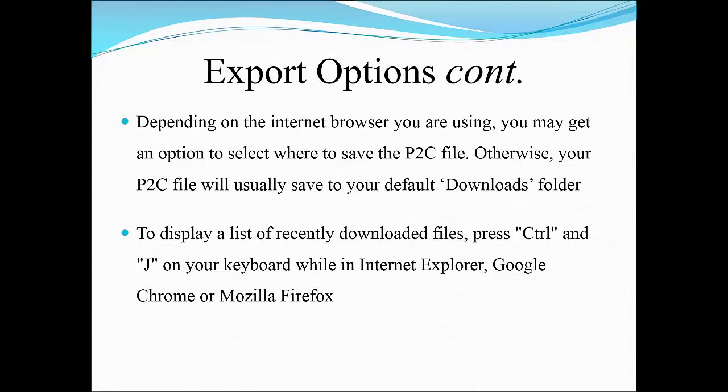So for example, if you're using Google Chrome as your internet browser, that is an example where as soon as you've selected export complete list or export amendments only, it will simply save straight away to your downloads folder. You won't be given the option of choosing where to save to. Okay. In comparison, Internet Explorer, for example, will give you the option where to save to.